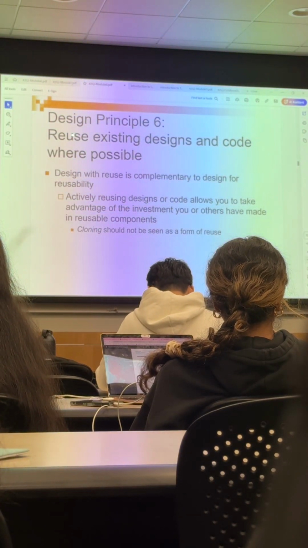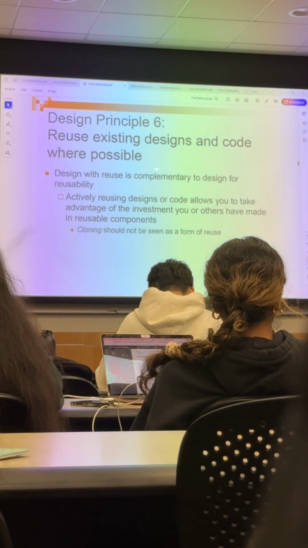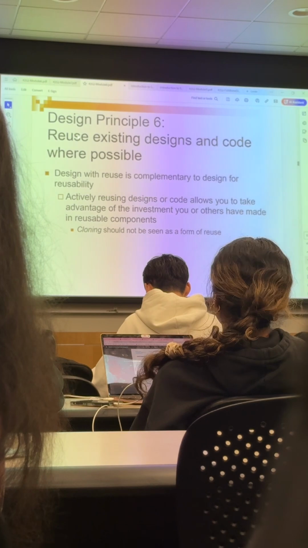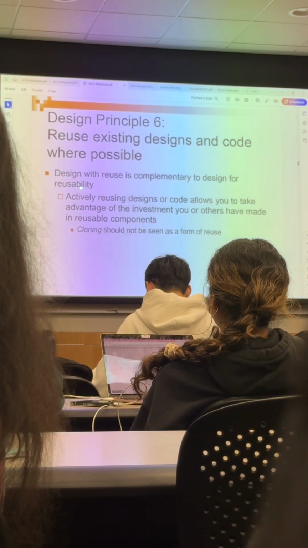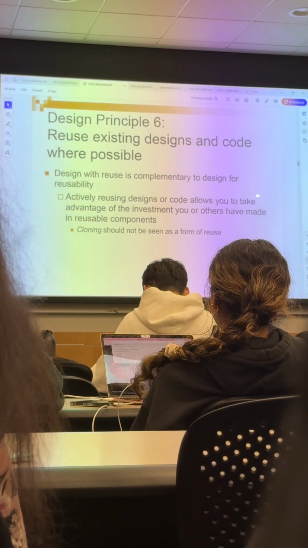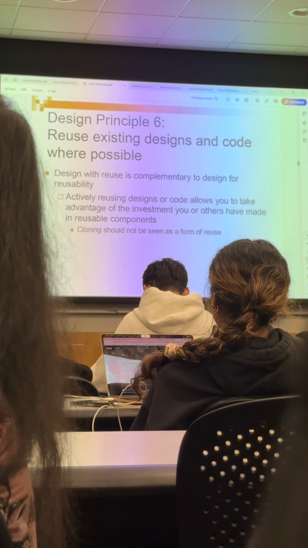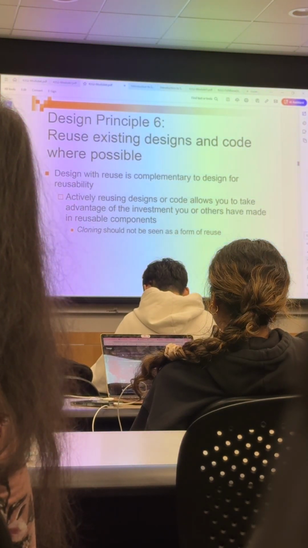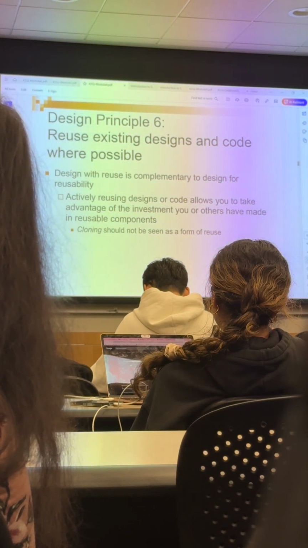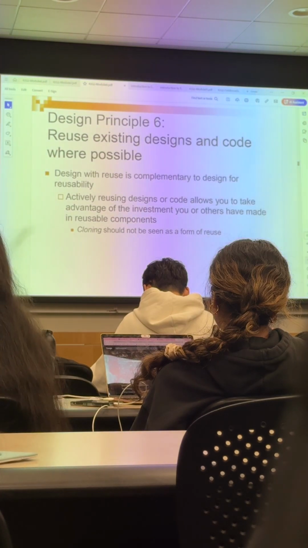Design principle 6, reuse existing design and code where possible. So this is reusing patterns, reusing tactics, and reusing code pieces so that we can use them in other programs. Not other contexts but other programs, and we want to make sure that we do not clone. That means we don't take one method and clone it in 100 places, because if we do that, maintainability is an issue. So that's something we don't consider as part of reuse.